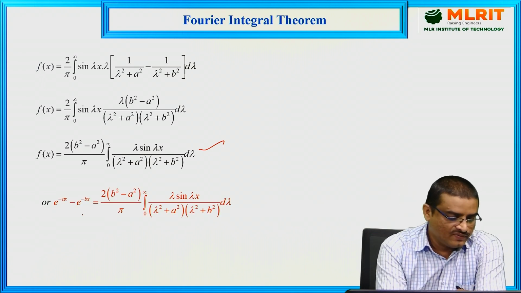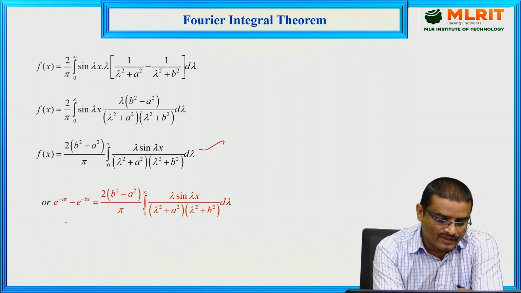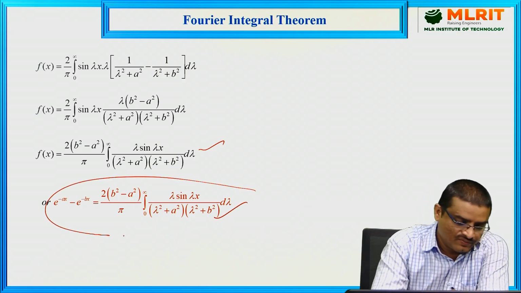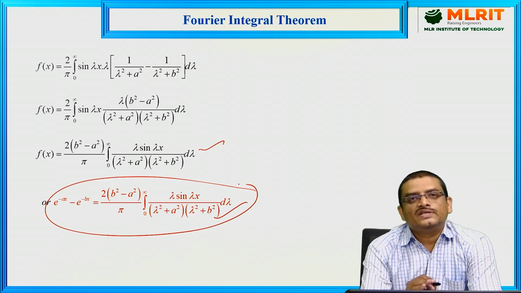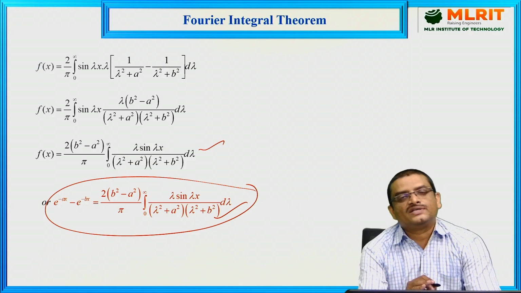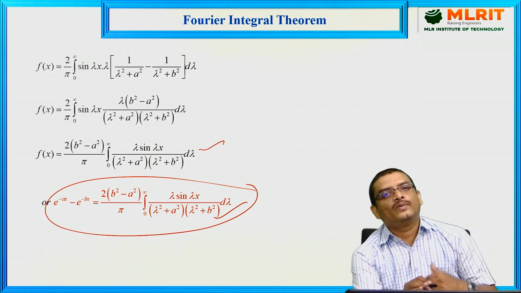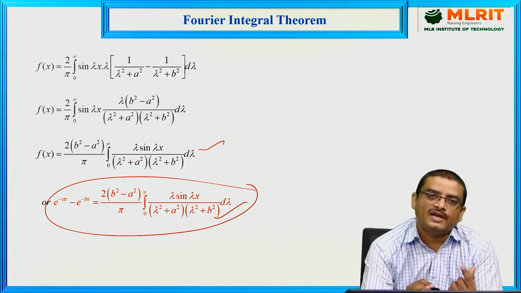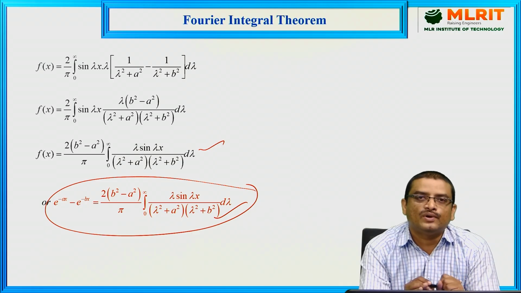So replace f of x with this value which we have considered at the beginning. So this is the condition which we have to prove. So this is the way we can apply this Fourier sine integral, and how to identify whether the problem belongs to Fourier sine integral or cosine integral. This is important.